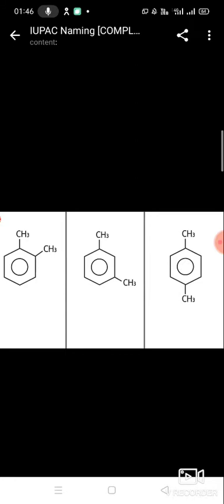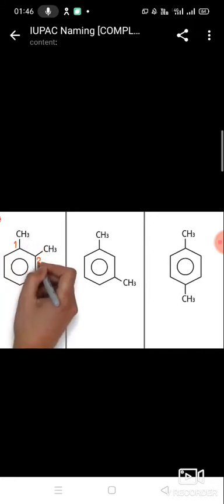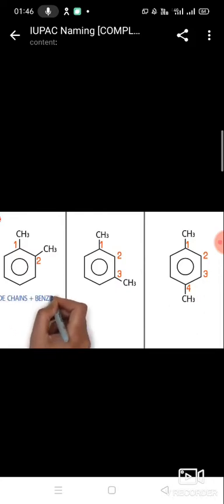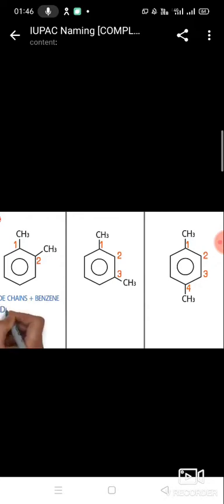All those substituents contain benzene derivatives. If a methyl group is present in benzene, this is methyl benzene or toluene. When two methyl groups are present in benzene, they can be in the ortho, meta, or para position. If they are on consecutive carbons, it is known as ortho; if one carbon is left between them, it is known as meta; and if they are directly opposite, it is para.